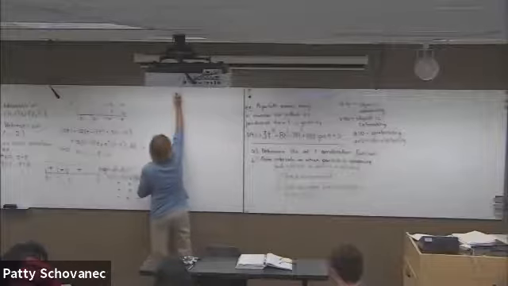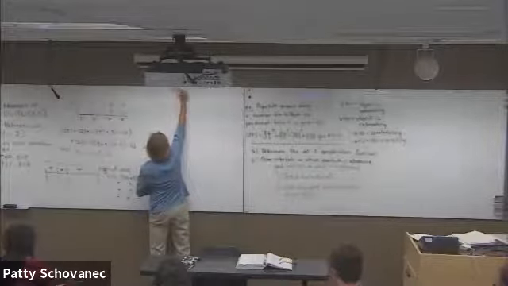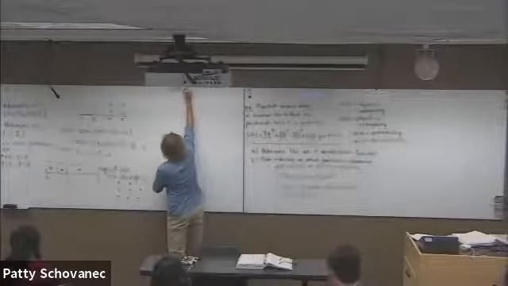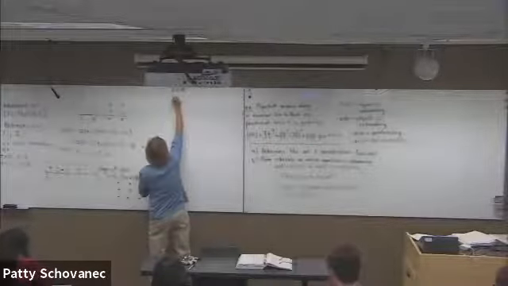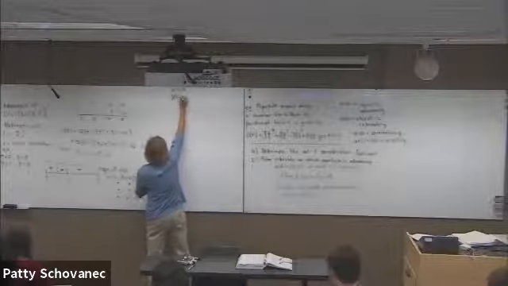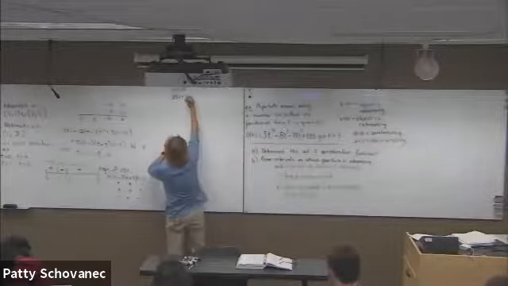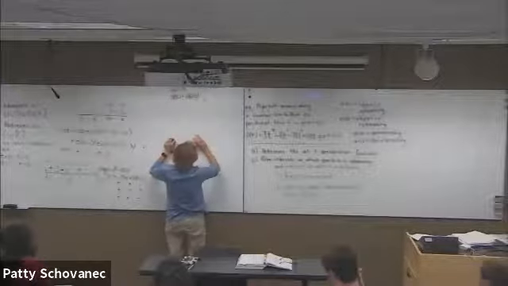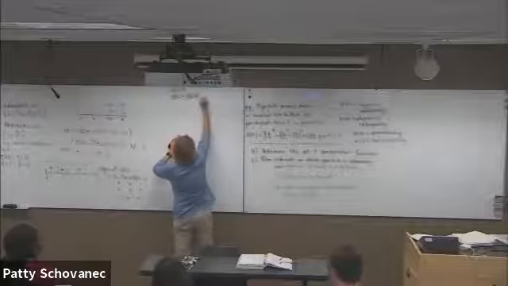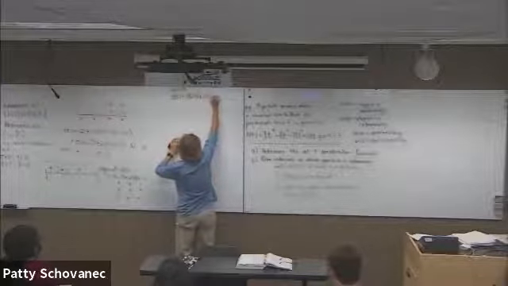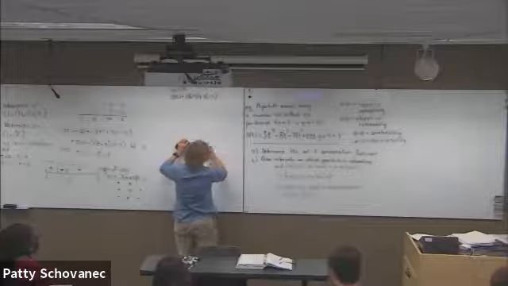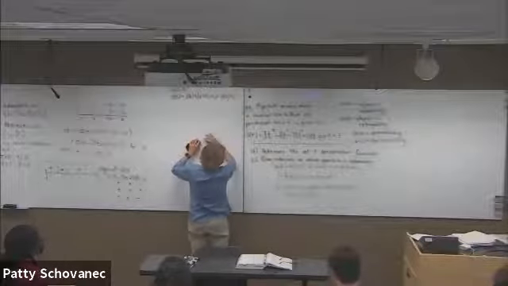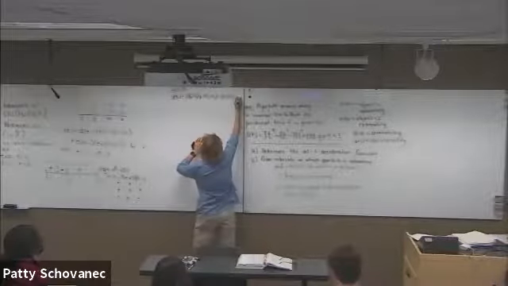So S of 0 is equal to 0. This is part C. S of 5 is 3 times 5 to the 4th is 625. 5 cubed is 125. 5 squared is 25. And then 5 times 120.